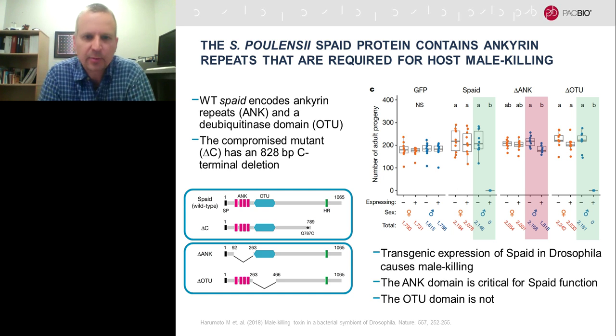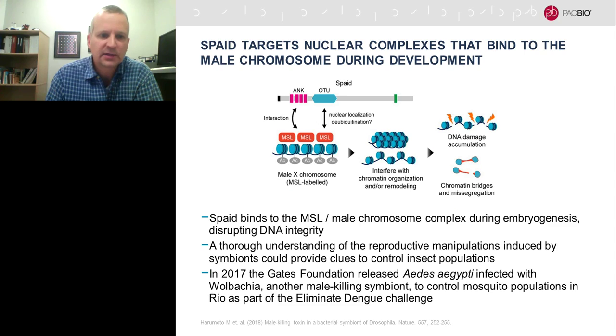And you can look at the paper. I won't go into this in detail, but this particular protein contained an ankyrin repeat that was shown to be required for the host male-killing activity. And as a result, it was shown that this particular protein targets nuclear complexes that bind specifically to the male chromosome during development, disrupting the DNA integrity and thereby killing the male offspring. And so really this thorough understanding of the functional ramifications was only provided by PacBio sequencing and forms the foundation now for thinking about controlling insect populations.